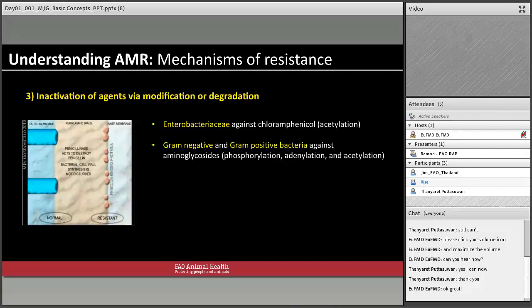So what happens is even if they are able to enter the cell, even if they are able to stay inside the cell, they are cut down by these enzymes that the bacteria are able to generate.